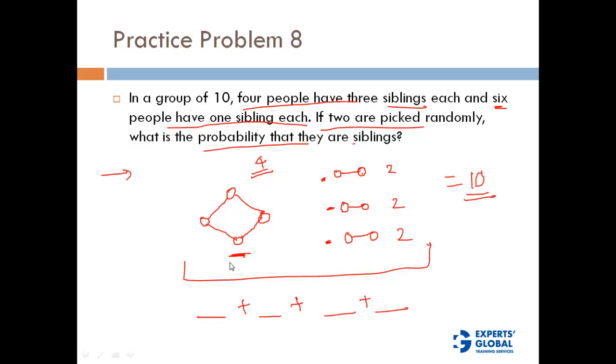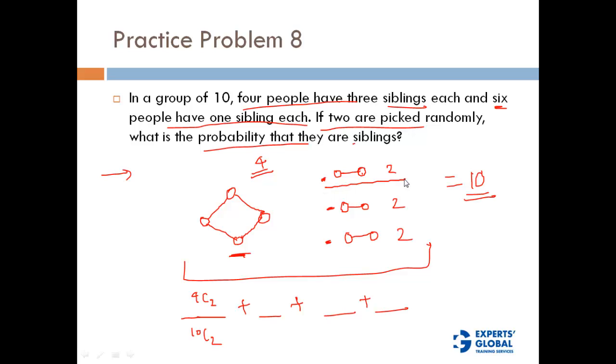Right? So what is the probability that we end up selecting 2 children from this group? The number of ways in which 2 children can be selected in this group itself is going to be 4C2, divided by the total number of ways we can select children. Correct?